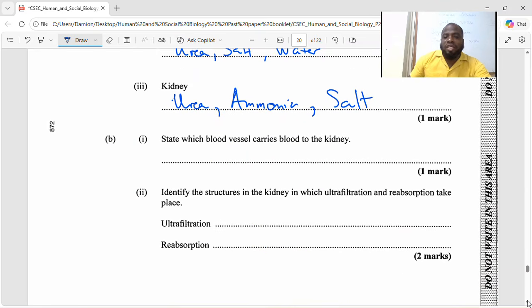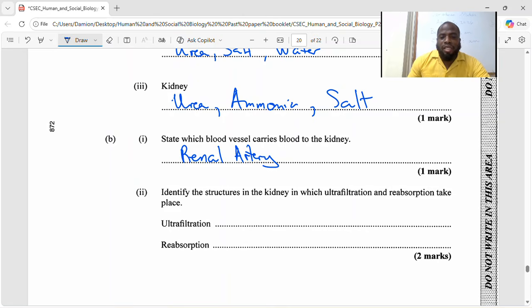Say which blood vessel carries blood to the kidney. So when you hear about the kidney, start to think about the renal. So kidney, renal; heart, pulmonary. So renal artery.